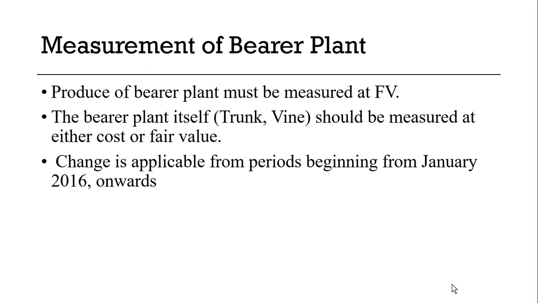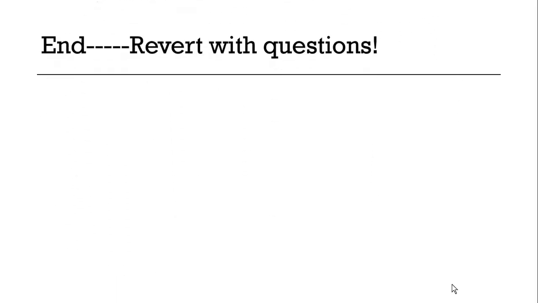the produce of the bearer plant must be measured at fair value because we call that agricultural produce. But the bearer plant itself, the trunk of the vine, should be measured at either cost or fair value. And again, the students were able to see here that it is not easy to do this. It requires serious tracking in terms of your costs. So thank you very much. I'd like to end there in terms of the brief awareness.